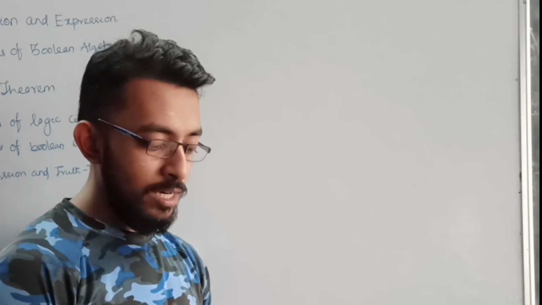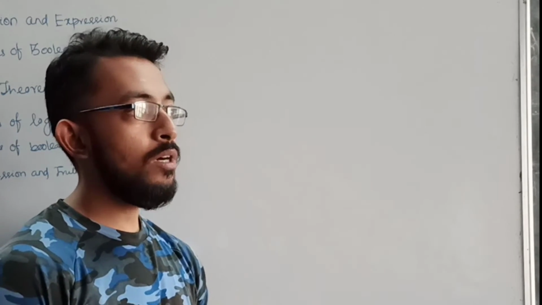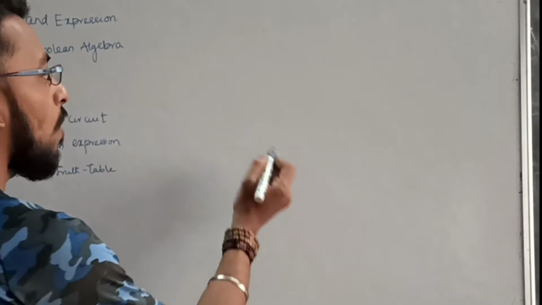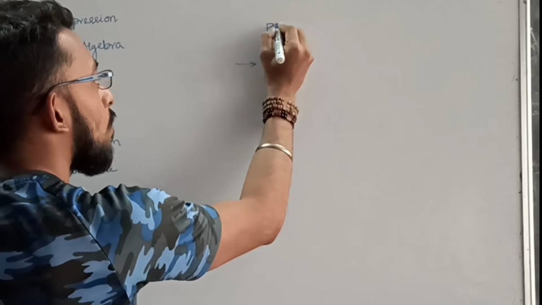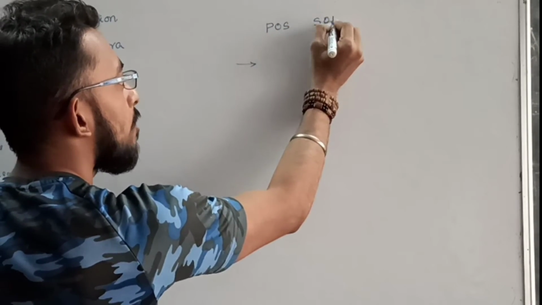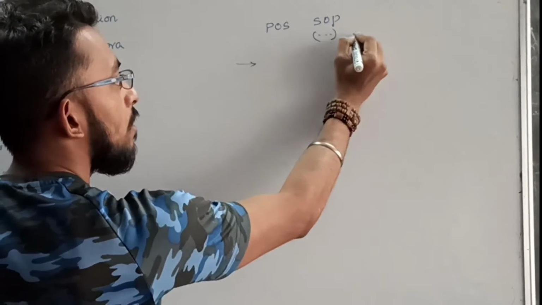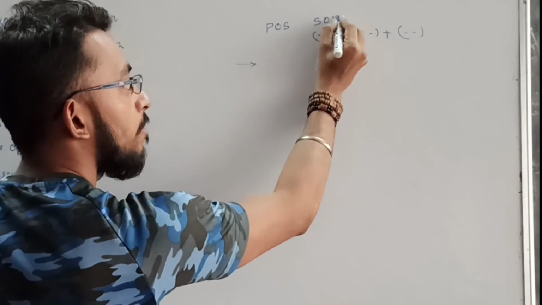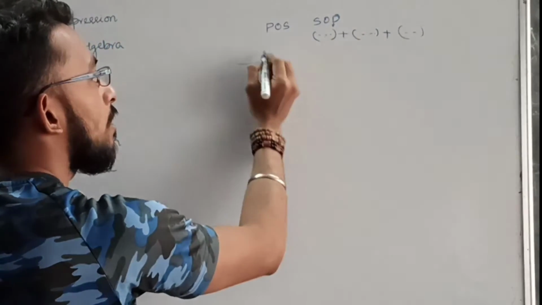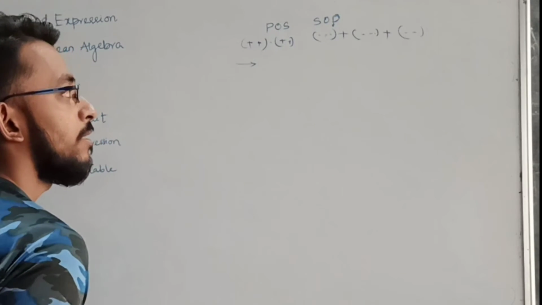So how do we convert a POS into SOP? For that you have to remember some points, then only it will become easy for you to convert. Don't confuse between POS and SOP. SOP means these are product terms, and then they are summed. P is coming last means it will become first. Here in POS there are sum terms and they are multiplied.